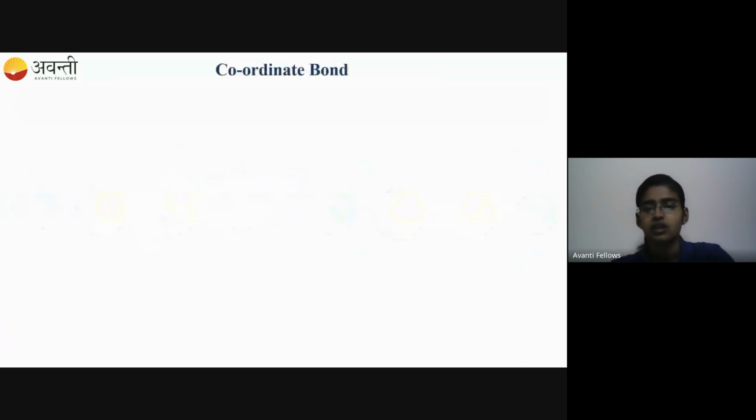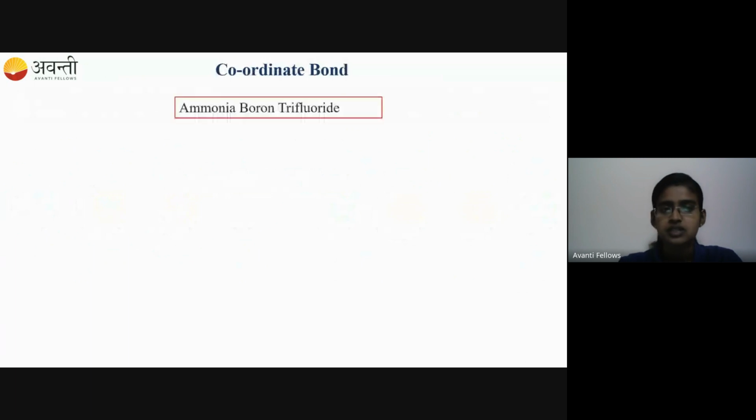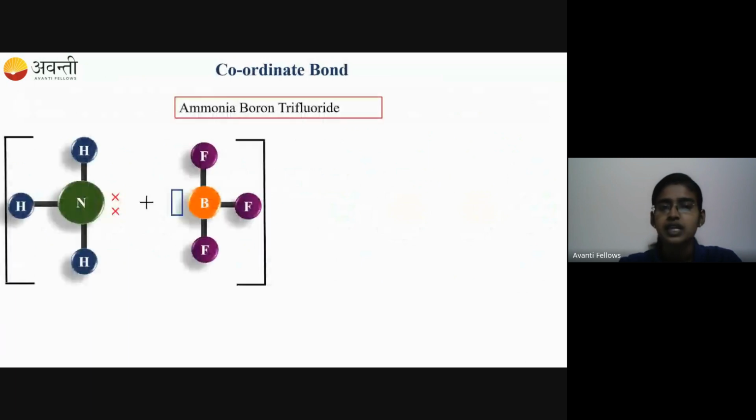Okay, coordinate bond. Now what is this? I'll take one example, ammonia boron trifluoride. The first molecule is ammonia, NH3. We all know the valence electrons for nitrogen is 5, and among that 5, 3 have gone for bonding, and 2 electrons are present as one lone pair here. Nitrogen's lone pair. And boron trifluoride is BF3. The number of valence electrons for boron is 3, and all the 3 valence electrons have gone for bonding with fluorine.